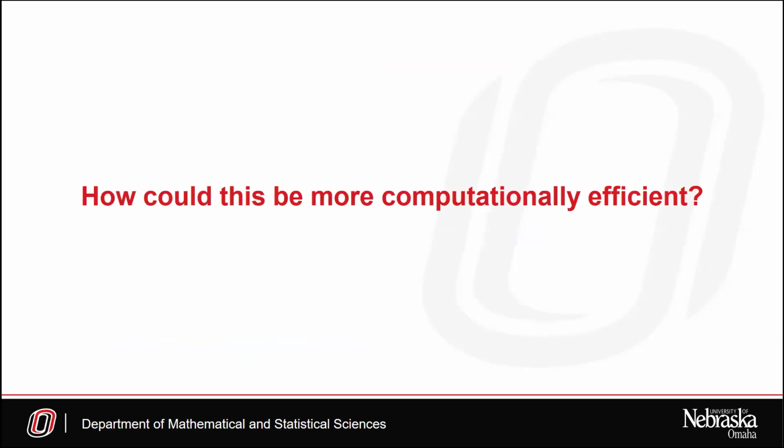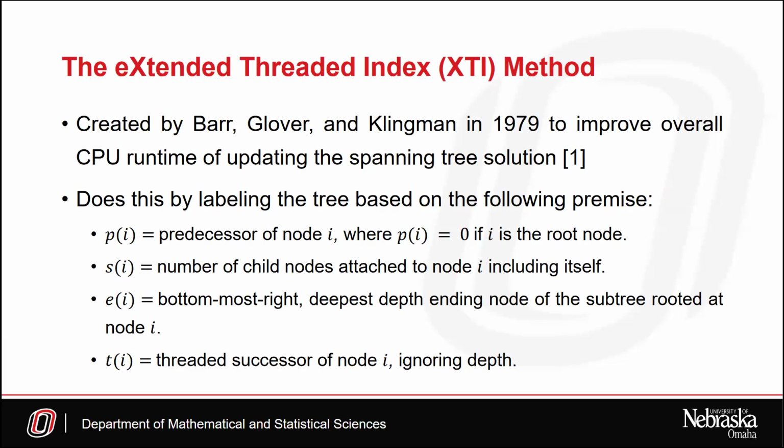That is actually a question of how we could make the single pivot network simplex method computationally more efficient. It's already more efficient than the traditional simplex method, but how can we squeeze more power out of it? Well, we could do this by manipulating how the initial spanning tree solution is stored within the pivoting method. The XTI method was created by Barr, Glover, and Klingman in 1979 to improve the overall CPU runtime of updating the spanning tree solution.